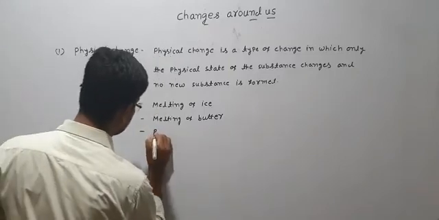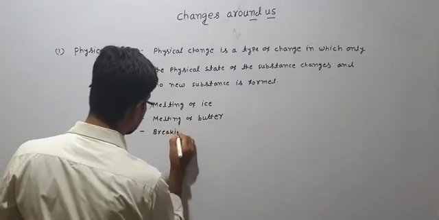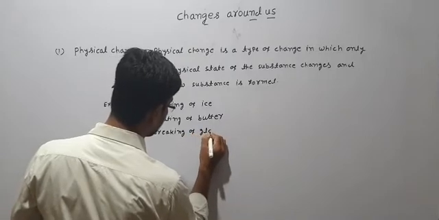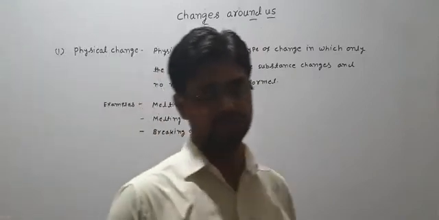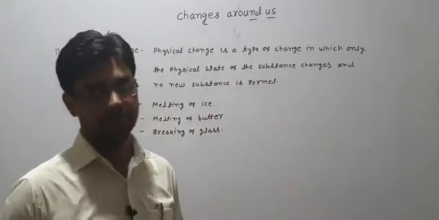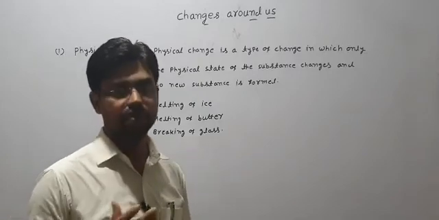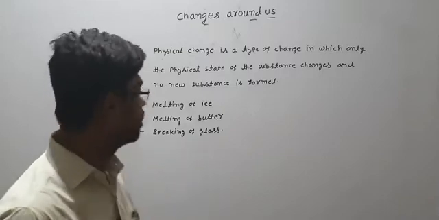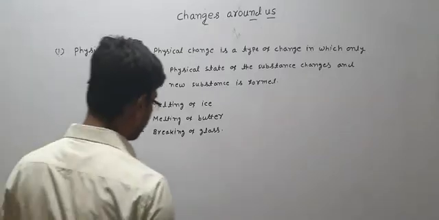See, breaking of glass. Suppose that one glass is there, glass bottle or anything, and that breaks. Then what do you think? Does that glass become one new substance? Glass becomes iron? No, there is no change. Glass remains glass. So in this case, this one is a physical change. No new substance is formed.